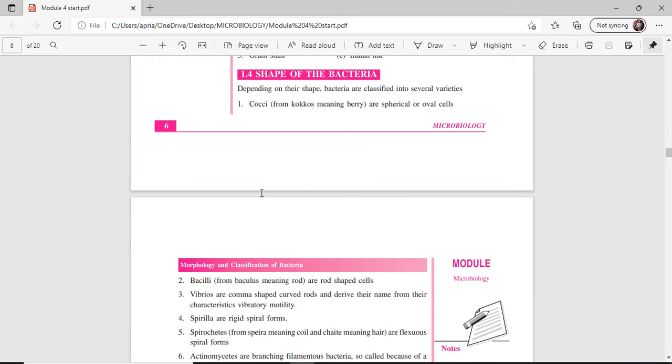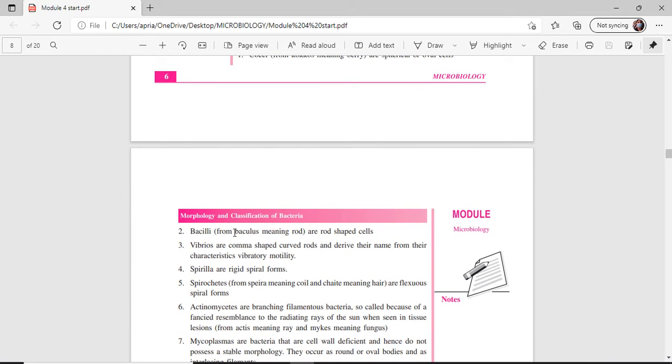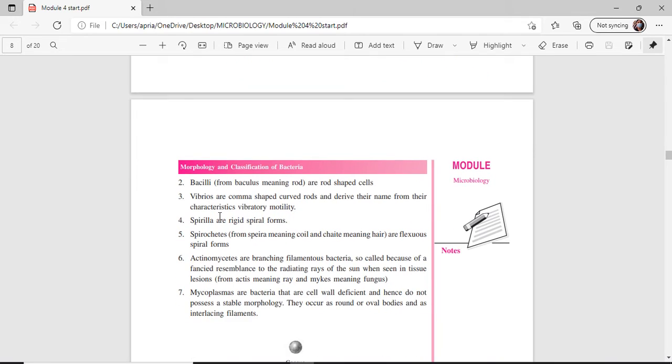Okay, depending on their shape, bacteria are classified into several varieties. You have your cocci, from the word coccus meaning berry, which are spherical or oval cells. Next, your bacilli, from the word baculus meaning rod, a rod shaped cell. Then you have your vibrios. They are comma shaped or curved rods and derive their name from their characteristic vibratory motility, the way they move, vibrate.